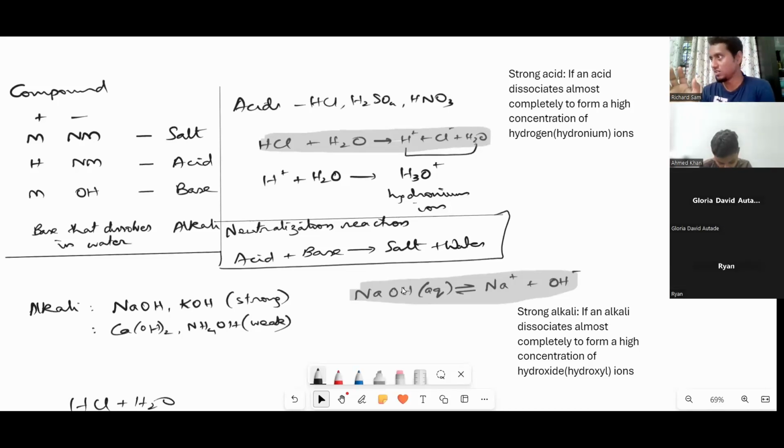There has to be water, because only if there's water will these hydrogen ions join with the water and form hydronium ions. And the acidic property depends on the hydronium ions. So water has to be there. But if there's less water, then that's a concentrated acid. And if there's more water, then that is a dilute acid.